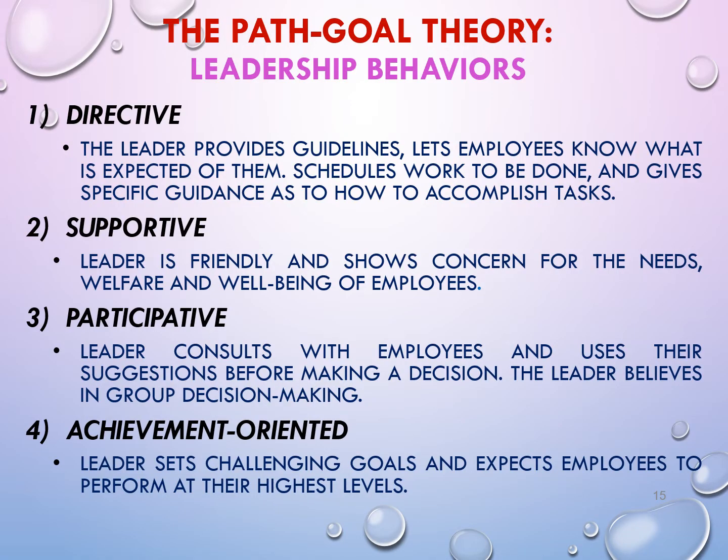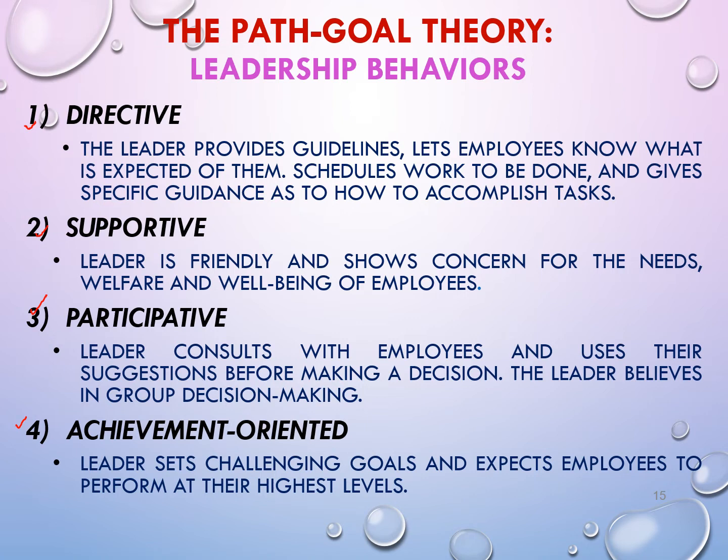Okay, path goal theory says that the leader has 4 options of behaviors. Leader ni mempunyai 4 jenis behavior ataupun style yang boleh digunakan dalam memimpin employees dia. So the styles are directive, supportive, participative, and also achievement oriented. So let's see one by one.